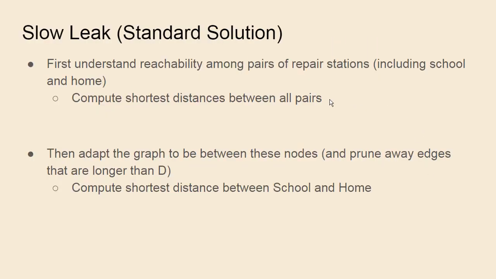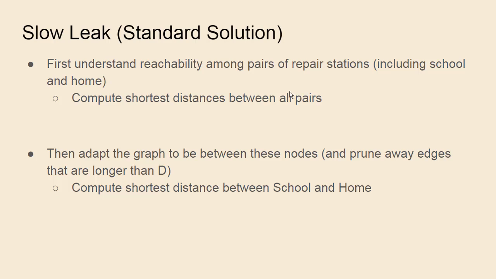Okay, so the standard solution is, let's first understand the reachability among the important points, which are the repair stations, and also school and home. Because we need to hop from the school, we either go to home or we go to one of the repair stations because we need to refill the air. And we can only go so long before we need to refill the air. So the shortest distance between every repair station and also the school and home will be important.